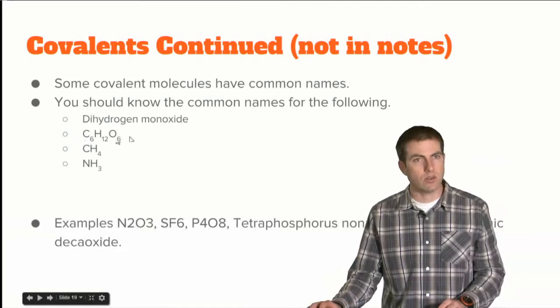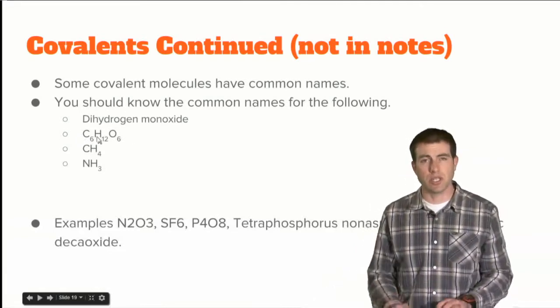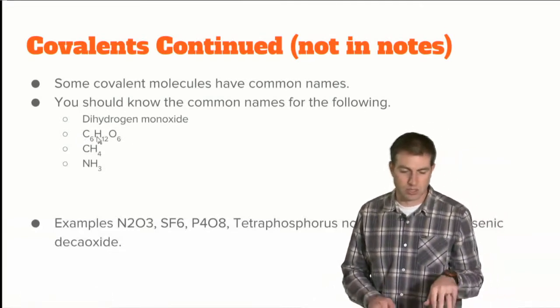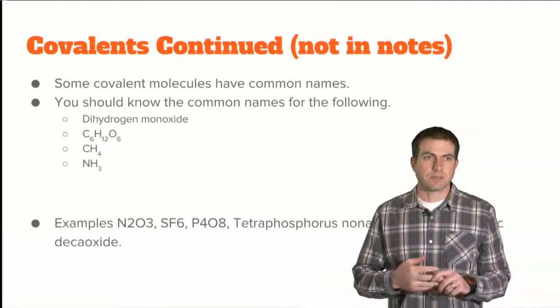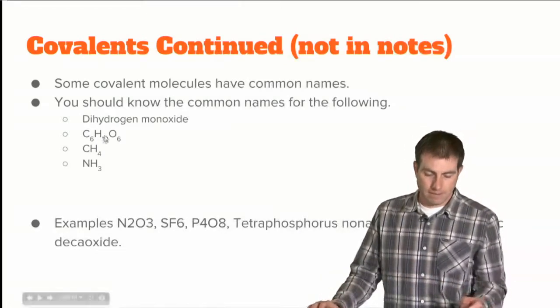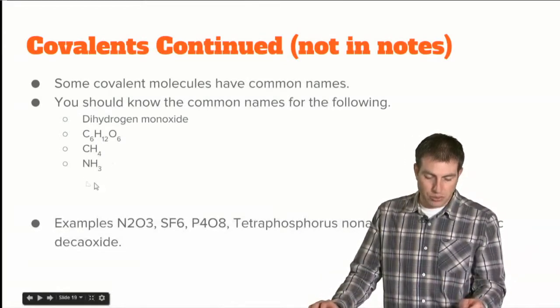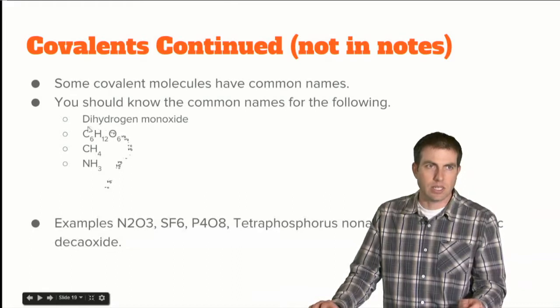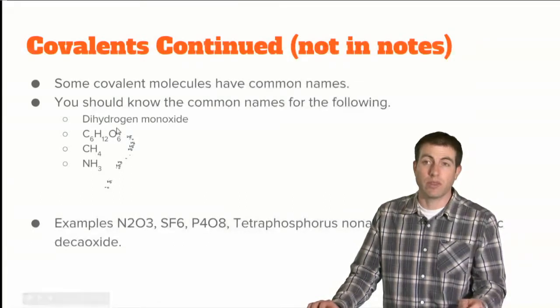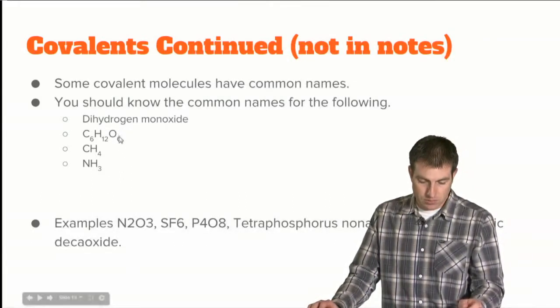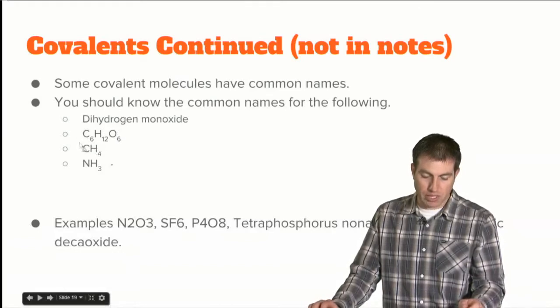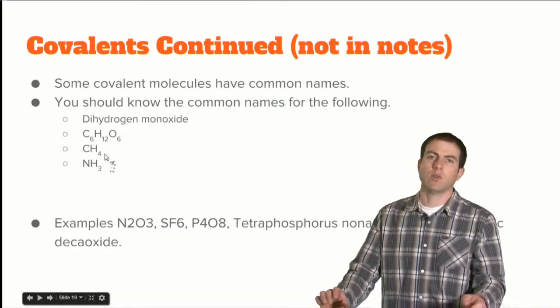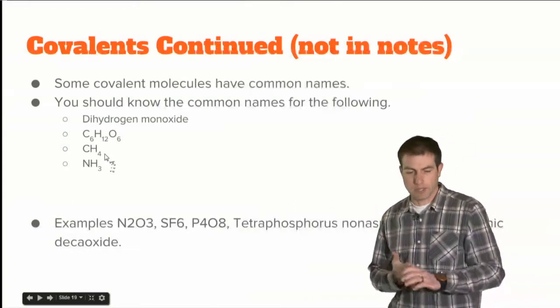C6H12O6. We encountered this already when we were talking about biology. Does anybody remember what C6H12O6 is? And then same deal with NH3. We dealt with this when we were dealing with biology as well. It was in the nitrogen cycle. C6H12O6 came up with photosynthesis. And CH4 is just methane, which is one of the ones you just need to know. And we'll talk about it later when we talk about organic molecules.